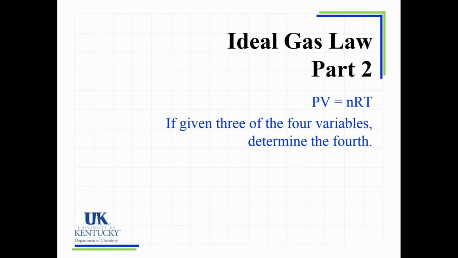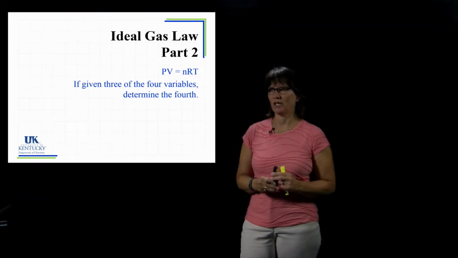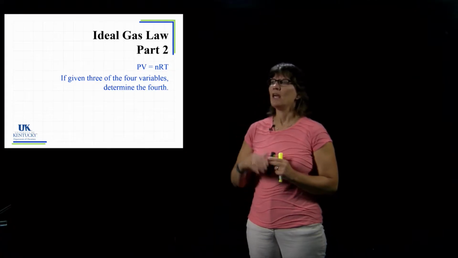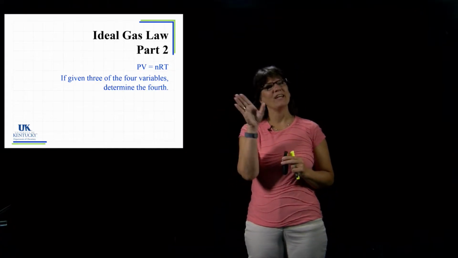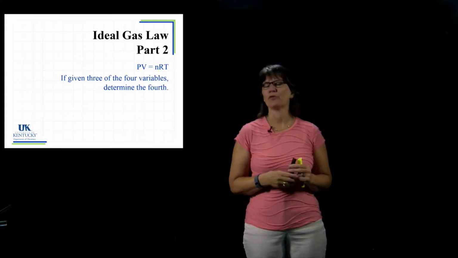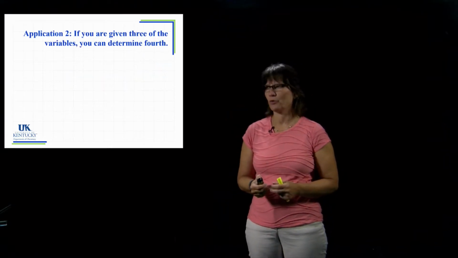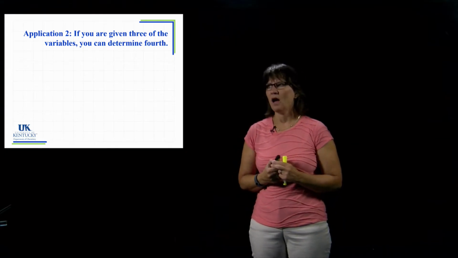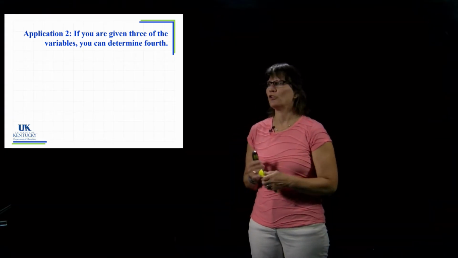So we're working through the applications of the ideal gas law, PV equals nRT. We're ready to look at part 2. In part 2, we are going to see that PV equals nRT is a tool to obtain one of those variables if you know the other 3. Okay, so that's what we're going to work through here. So this is what the application says: if you're given 3 of the variables, you can determine the 4th.